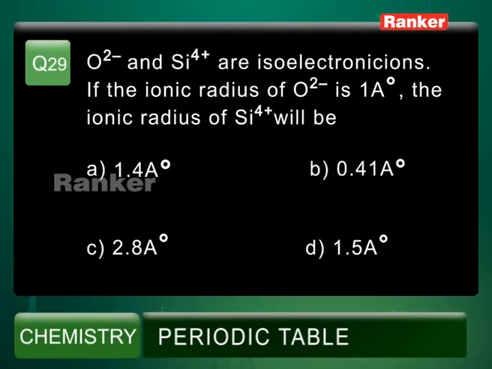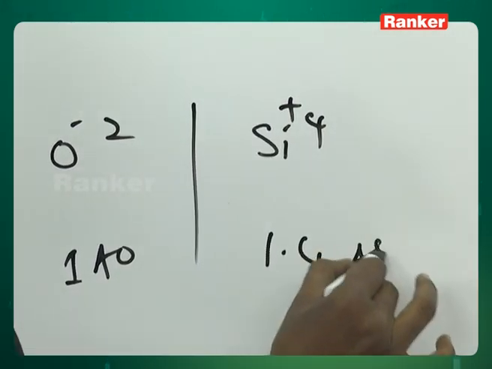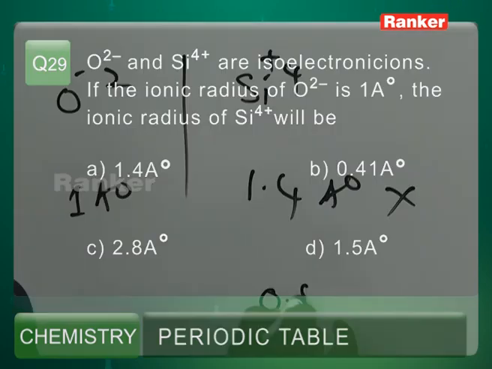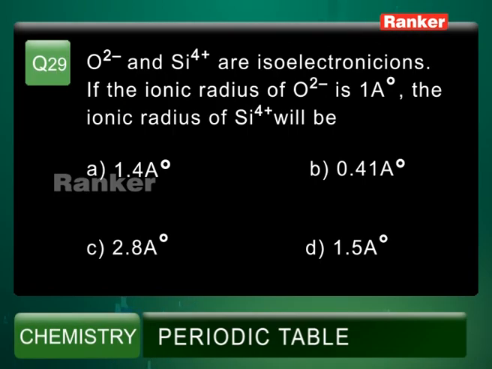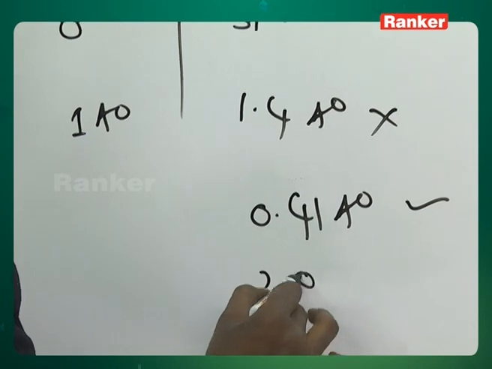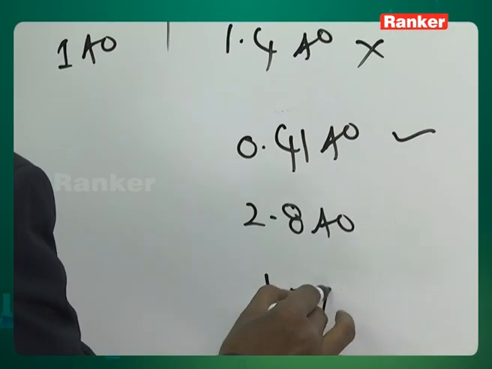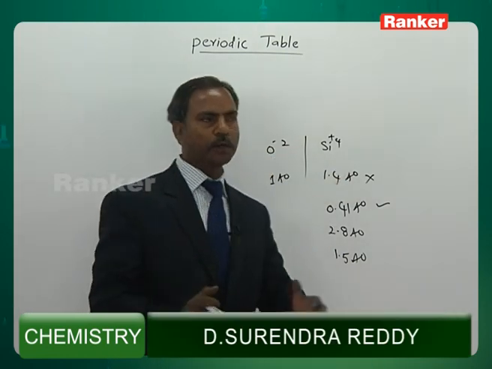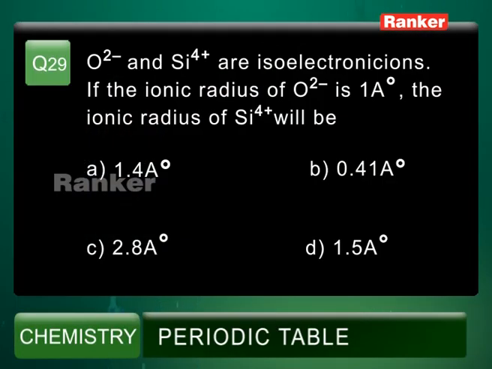Moreover, a tetrapositive cation is very small in size in comparison to O minus 2. Coming to option A, it is given as 1.4. How can it be bigger? It should not be bigger, this one 1.4 angstrom is not correct. Coming to option B, 0.41 angstroms, it is very small in size in comparison to oxygen. Coming to option C, 2.8 angstroms. Option D, 1.5 angstroms. Whatever it may be, this is a di-negative anion and that is a tetrapositive cation. The positive cation should definitely be smaller than the anion in this case. Therefore, question number 29, smaller size 0.41 angstroms, answer is B.